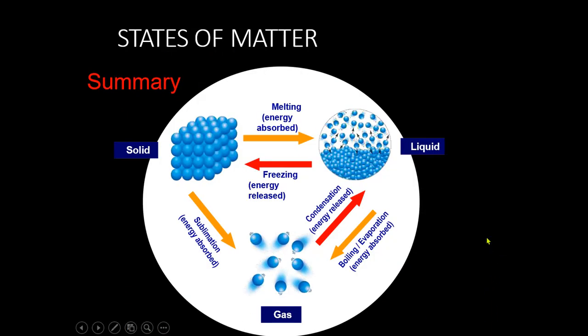So just to summarize what we did today, we have three main states: solid, liquid, and gas. As we add energy to the system, it's absorbed and it melts. Then we continue adding energy, it boils and evaporates until it becomes a gas. And in the other direction, when it cools, energy is released and it condenses into a liquid. We further cool it down, energy is released again, and it freezes into a solid. And from solid to gas is called sublimation. Gas to solid is called deposition.